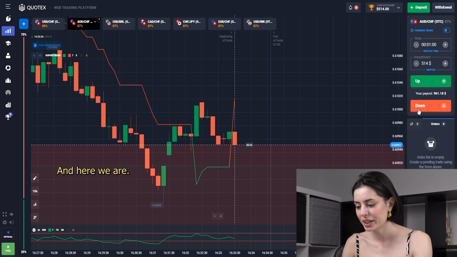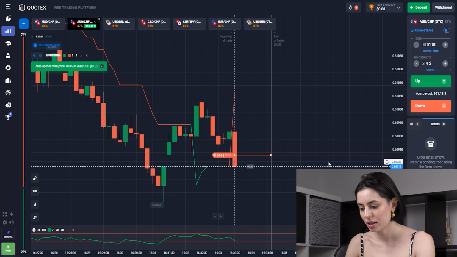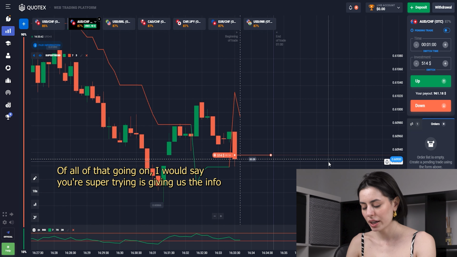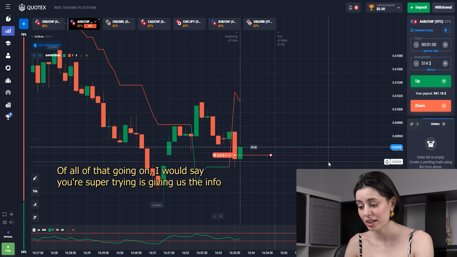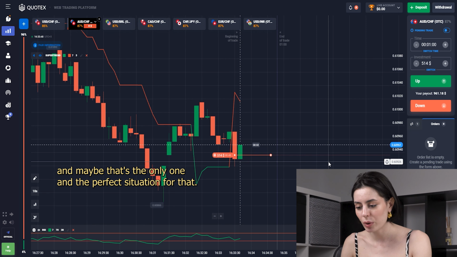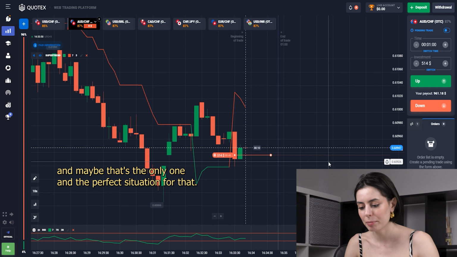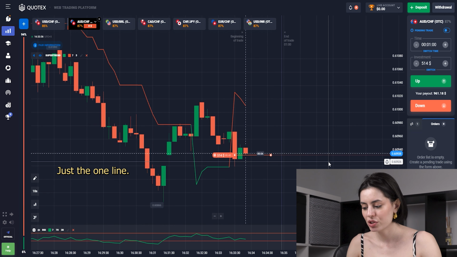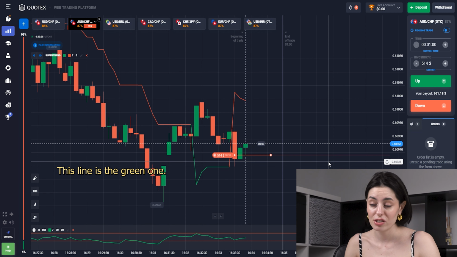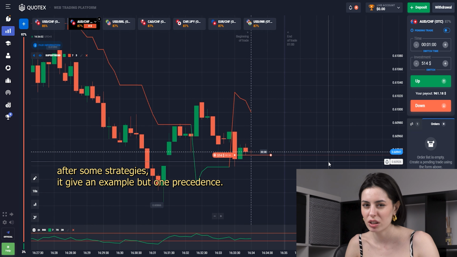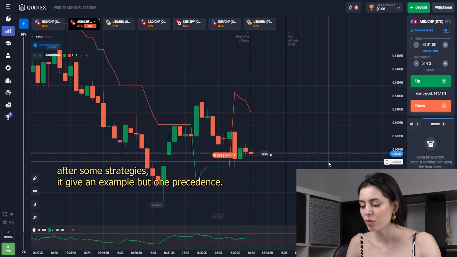And here we are. Look at that. Look at all of that going on. I would say here super trend is giving us the info, and maybe that's the only one and the perfect situation for that, maybe not. And look please just at RSI. A little bit complicated, just the one line, and this line is the green one, and sometimes when you are trading after some strategies, it's giving you a little bit wrong impressions.